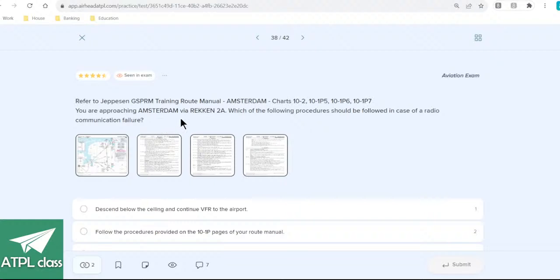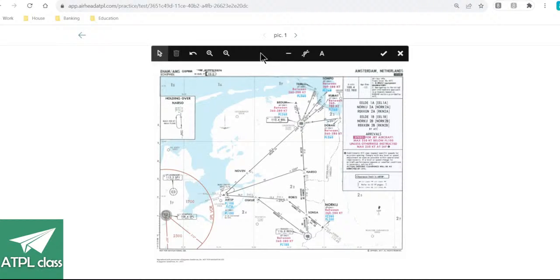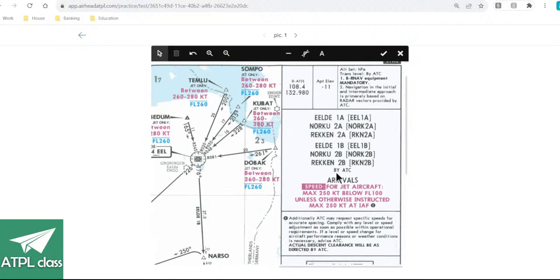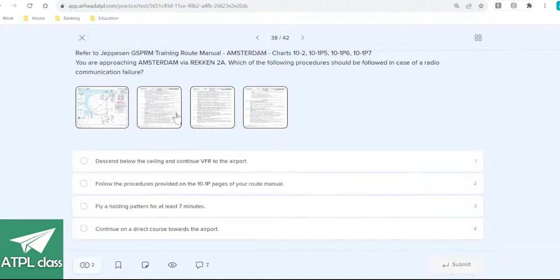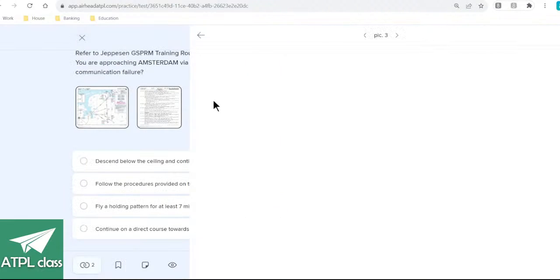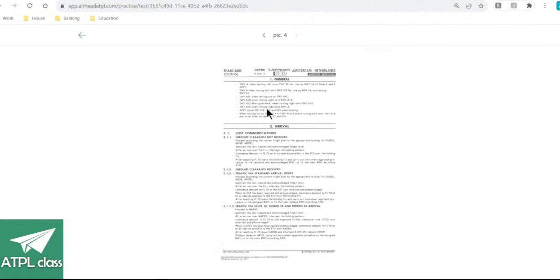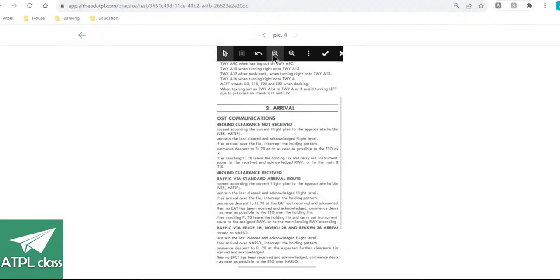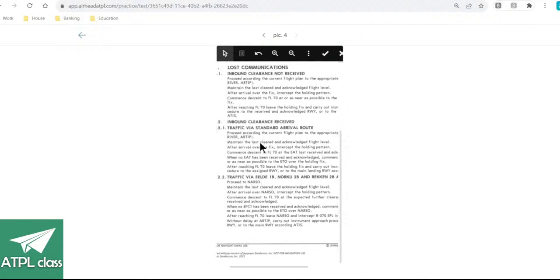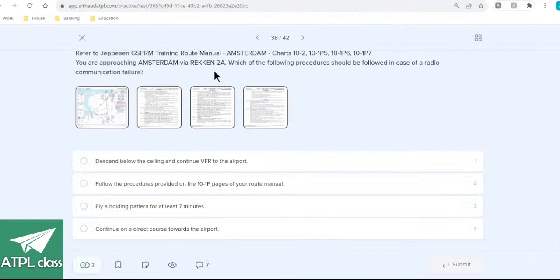You're approaching Amsterdam. Reckon to Alpha, which of the following procedures should be followed in case of radio communication failure? Reckon to Alpha, this one down here, we saw this earlier. I'll say navigation, anything on reckon to Alpha in here. Traffic outside standard arrival route. Radio communication, approaches general, lost communications, cool. Yeah, standard arrival route. Reckon to Bravo. We're reckon to Alpha.